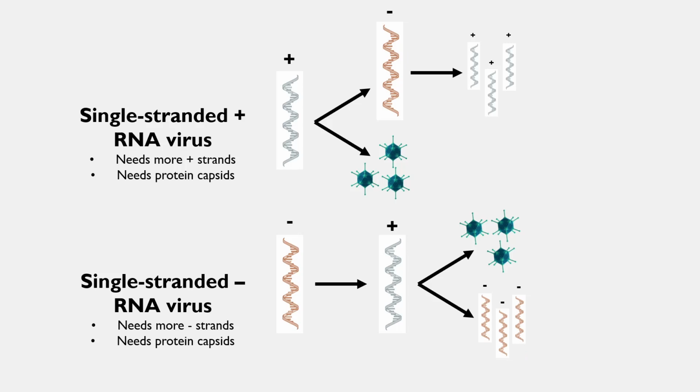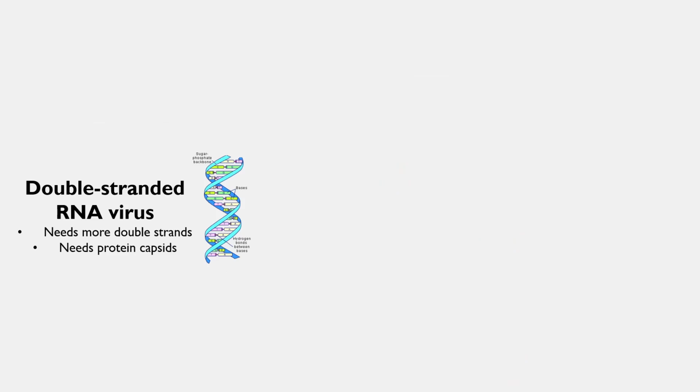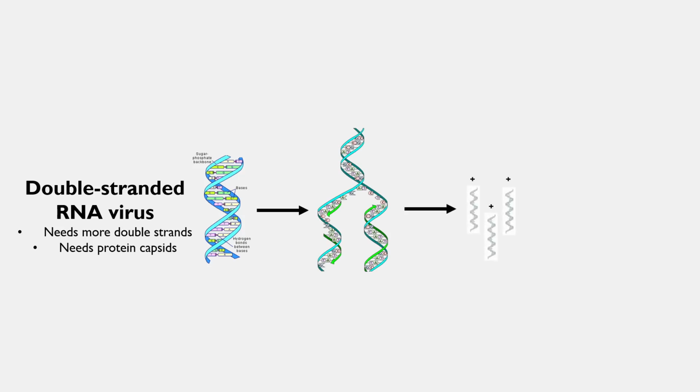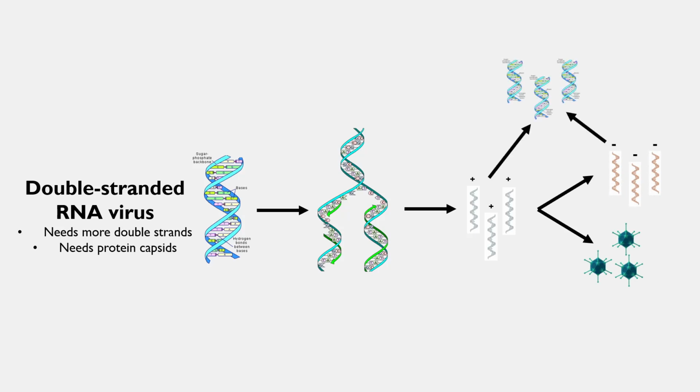The last type of RNA virus is the double-stranded RNA virus. Of course, this guy needs more double strands, and it needs more protein capsids. So what will happen once inside the cell is the double-stranded RNA will be unwound, the minus side will be read and used to replicate more plus strands, which are read and used to make more protein capsids by the ribosome, as well as generate complementary negative strands, which, when put together, give you more double strands. Put these inside of a capsid, and you have more identical double-stranded viruses.